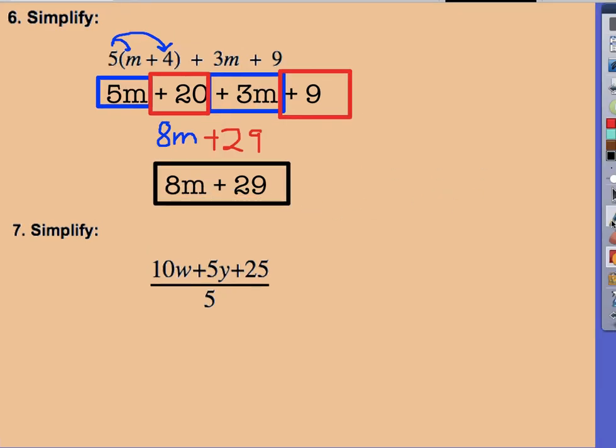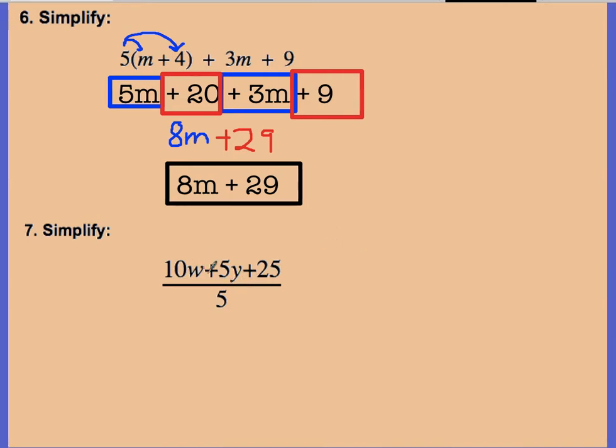All right, one more on this page, and then we only got one left. Simplify 10w plus 5y plus 25 divided by 5. Really important there: everything's being divided by 5. So we essentially have 3 things to do here, right? We have 10w divided by 5. So we have to divide each term separately by 5. And then we'll see if there's anything else to do.